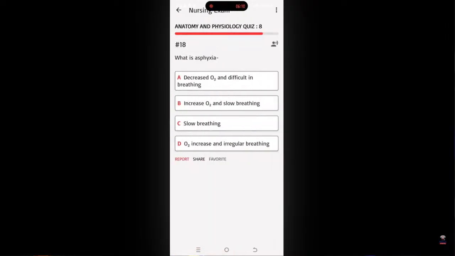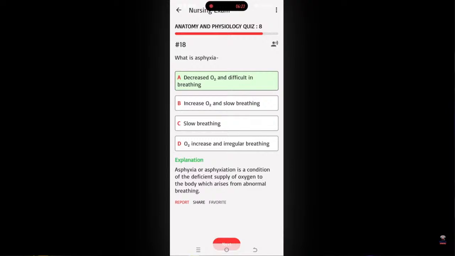What is asphyxia? A. Decreased O2 and difficult breathing, B. Increased O2 and slow breathing, C. Slow breathing, D. O2 increase and irregular breathing. Correct answer. Asphyxia or asphyxiation is a condition of deficient supply of oxygen to the body which arises from abnormal breathing.